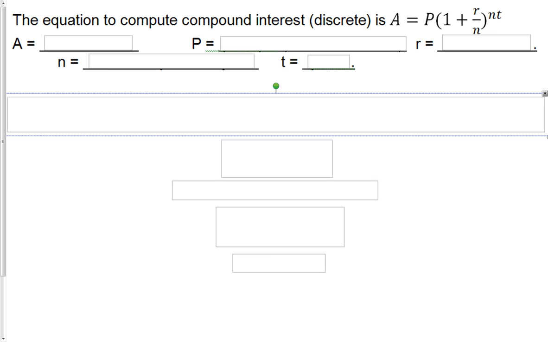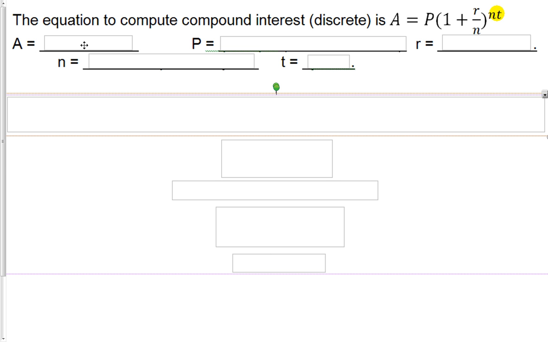Let's take a look at compound interest. The main function that you're going to see for compound interest uses the discrete equation where we have A equal to P times 1 plus r over n to the n times t power. Now if your packet for some reason doesn't have n times t there, please add the t.